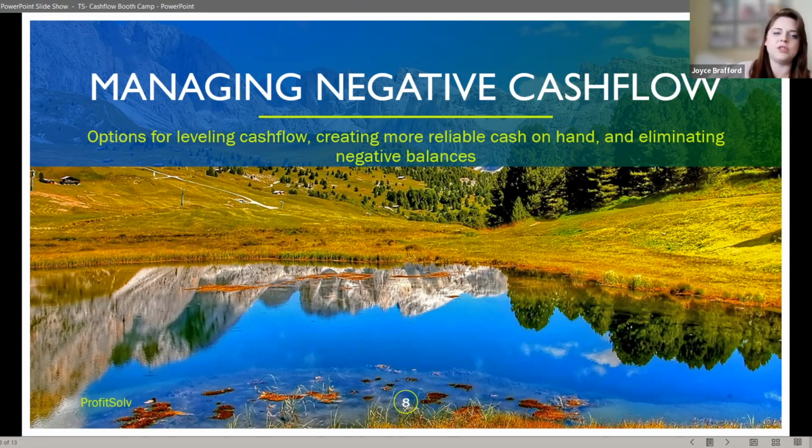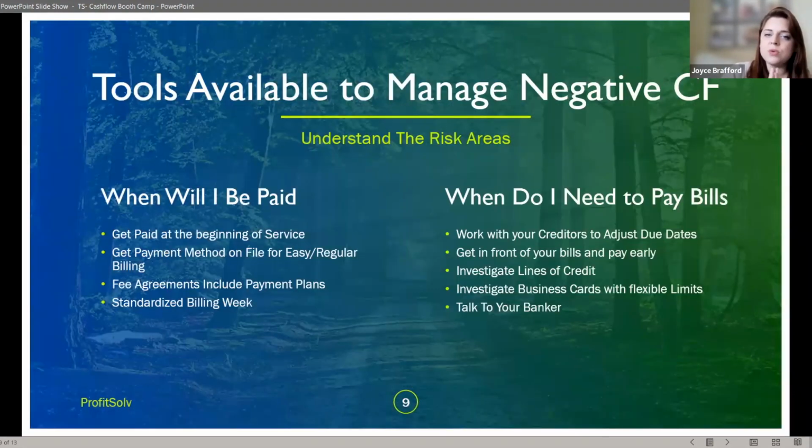So understanding how to level our cash flow, creating more reliable cash on hand, and eliminating negative balances is a critical part of how we're going to run our businesses, right? So, tools available right now to manage negative cash flow. First of all, you need to understand the risks. And this is going to be divided into two categories when you look at your cash: when will I be paid, and when do I need to pay bills? So how can we make sure that we have more cash on hand when we need it?